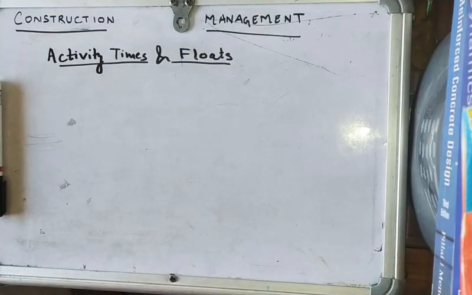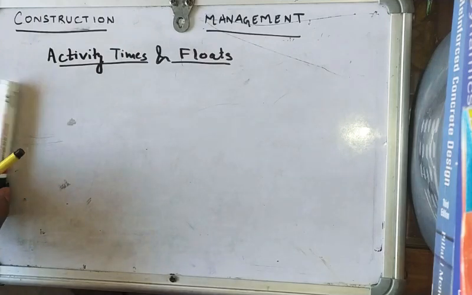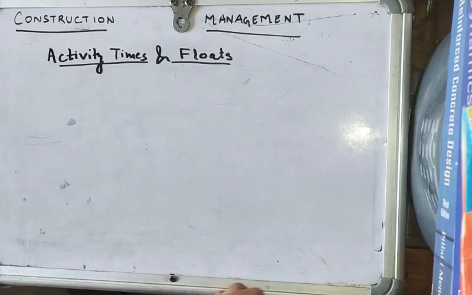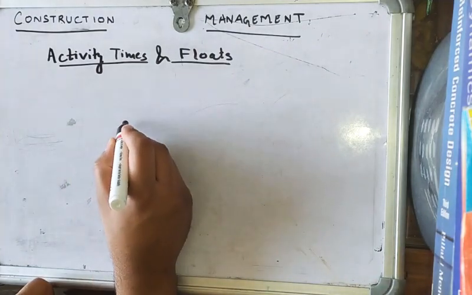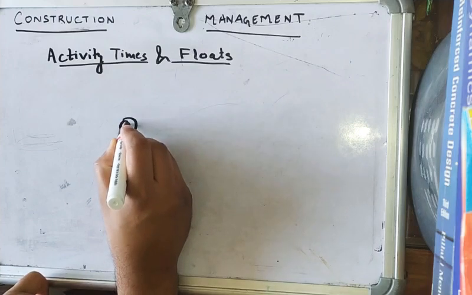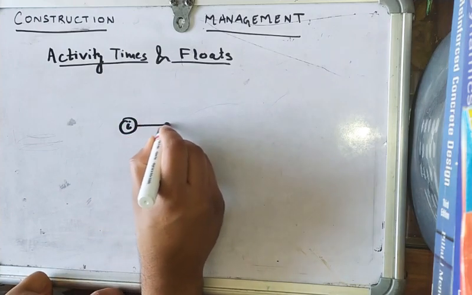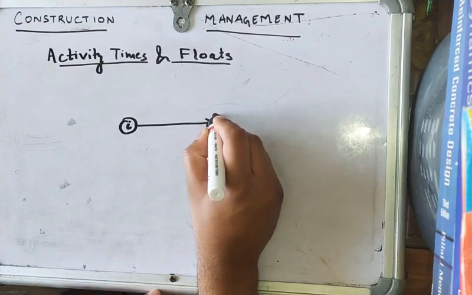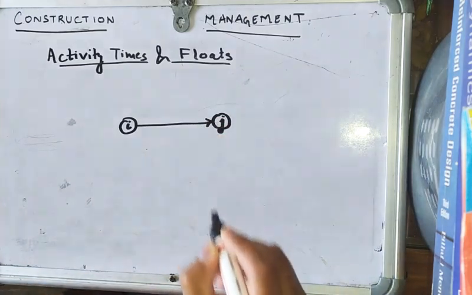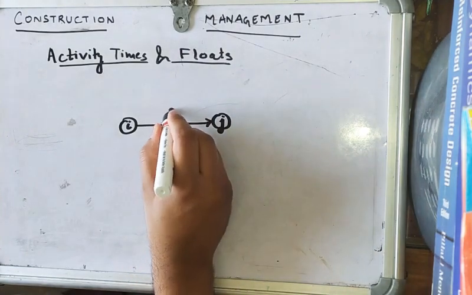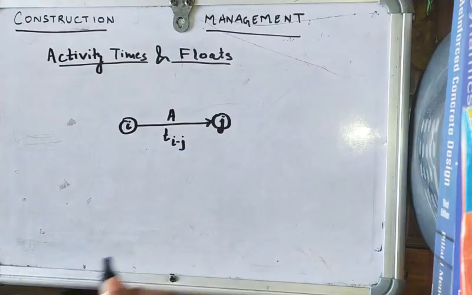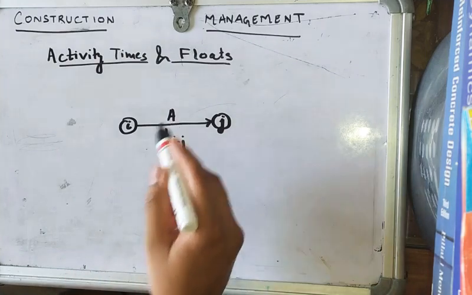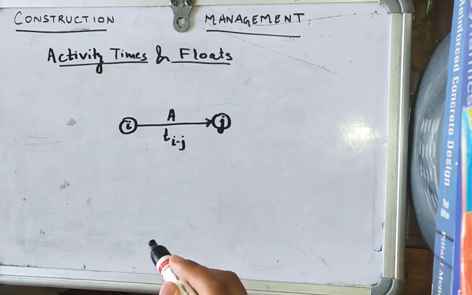In this video, we will study activity times and floats. We know that, suppose there is an activity which goes from node number i to node j, and it takes time tij. So here this activity A takes time tij for its completion.